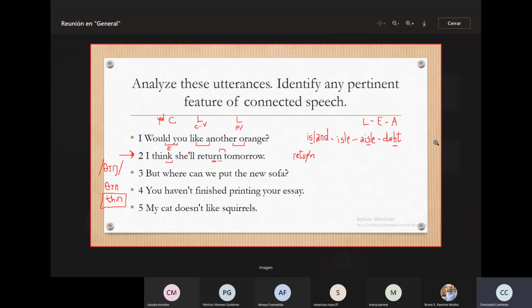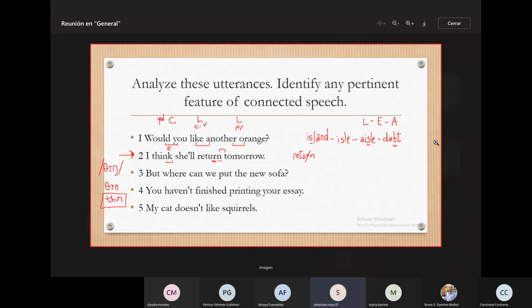So number five, it's the last exercise for today's session. Any comments about number five? First, if we can have a reader. Let's see. Sebastian Rojas, would you like to read that aloud? Yes. Thank you. My cat doesn't like squirrels. Remember, several times. Is that the final word? Yes, squirrel.